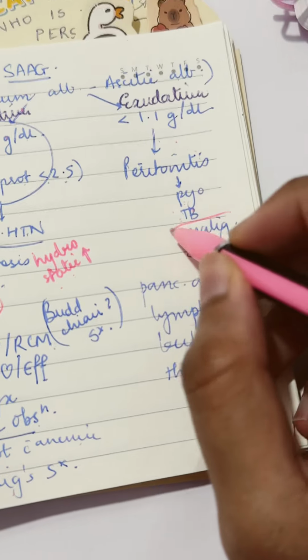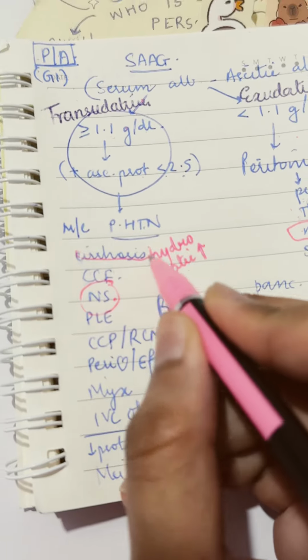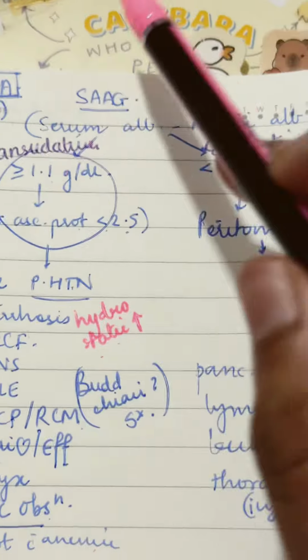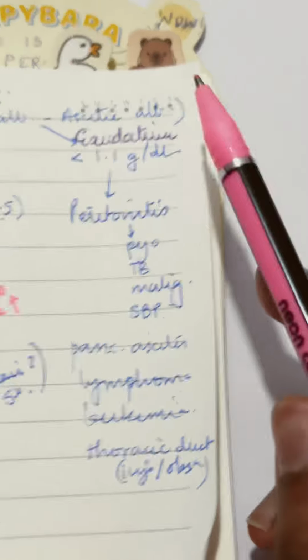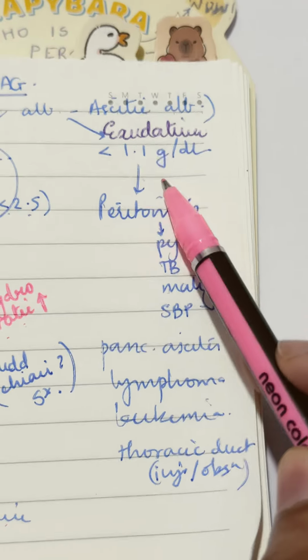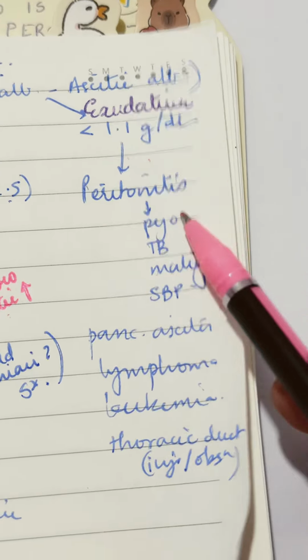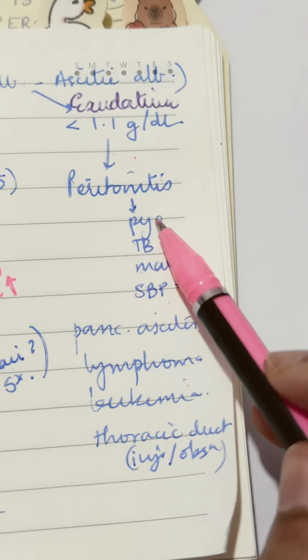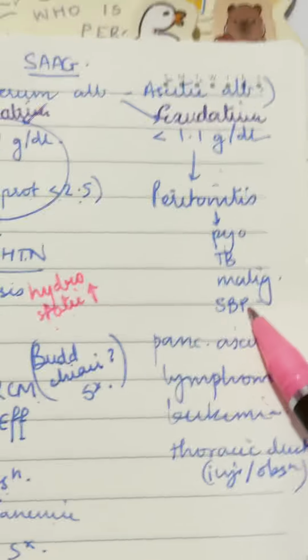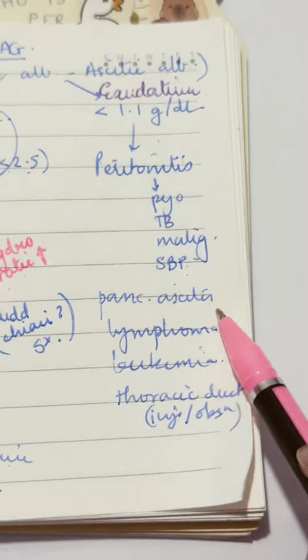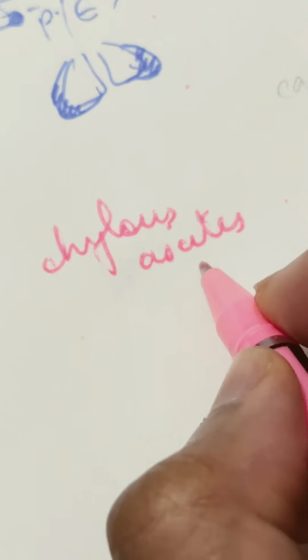If you're looking for abdominal malignancy or cirrhosis of the liver, then you will have to check for occult blood in the stool. If your SAAG comes out to be less than 1.1, that indicates mostly an infection or inflammation. It's mostly peritonitis. It could be 4 types of peritonitis, either bacterial or TB or malignant or SBP. Other inflammatory causes could be pancreatic ascites. There's also something known as chylous ascites where we have chyle or lymph accumulating inside the ascitic fluid.